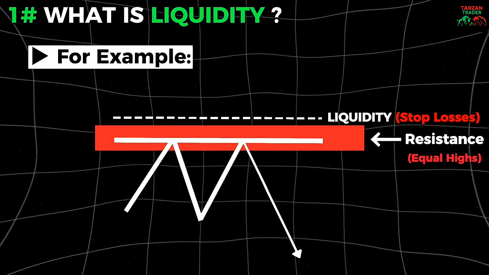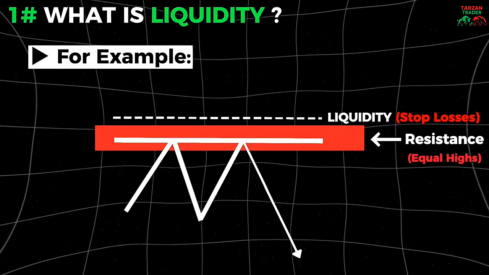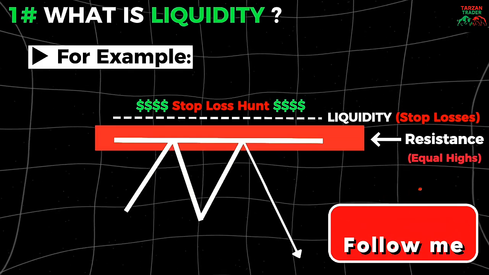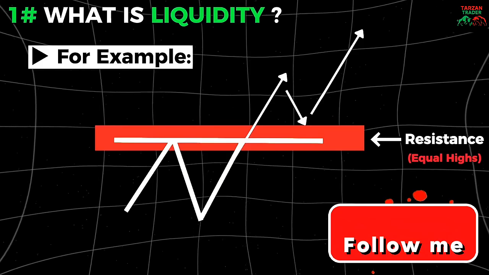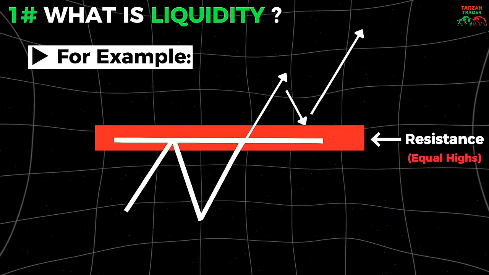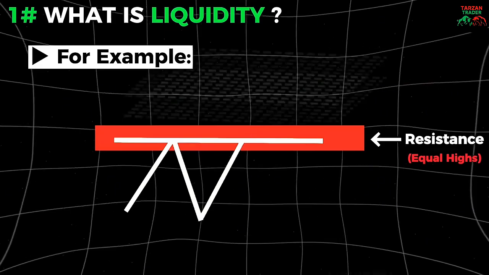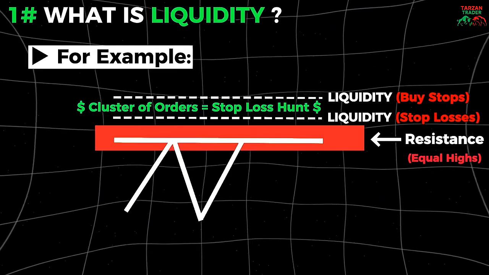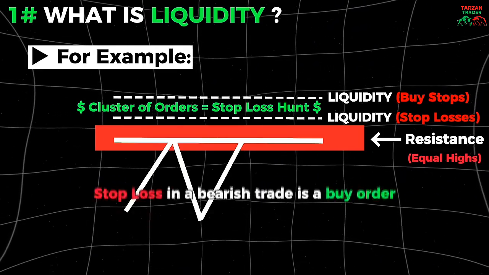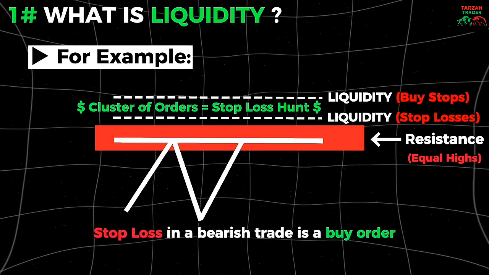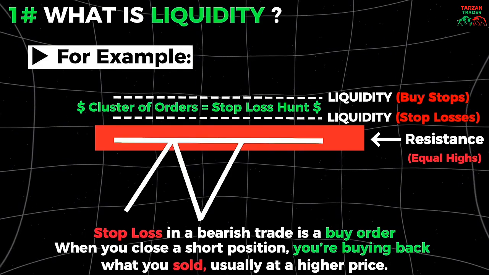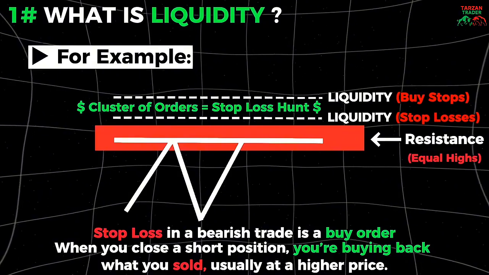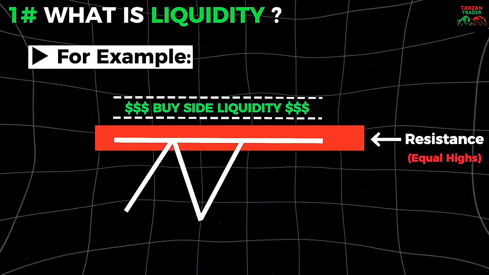If we know that many traders are selling at resistance, we can also assume that many stop-loss orders are sitting just above the equal highs. On top of that, we have breakout traders waiting to buy once the market breaks above that same resistance. They'll use the breakout as a retest level to buy from. So above that resistance level, we now have a cluster of buy orders, both from stop losses and from buy stops. And remember, a stop-loss in a sell trade is technically a buy order, because when you close a short position, you're buying back what you sold, usually at a higher price. This means that above this resistance area, we have a large pool of buy-side liquidity.